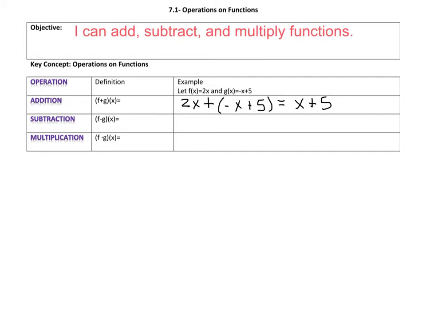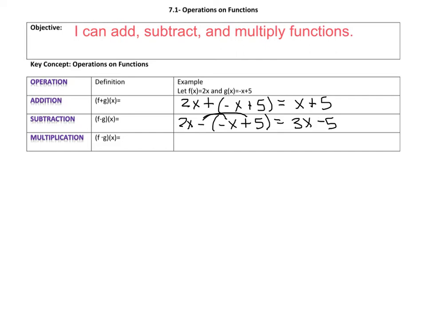For subtraction, when we have f minus g times x, we're going to just subtract. So we're going to have 2x minus negative x plus 5. Now keep in mind, this subtraction will need to go to both of these pieces. So it would be 2x plus x, which is 3x, and then we would just have minus 5. So we'd have 3x minus 5 is our answer.